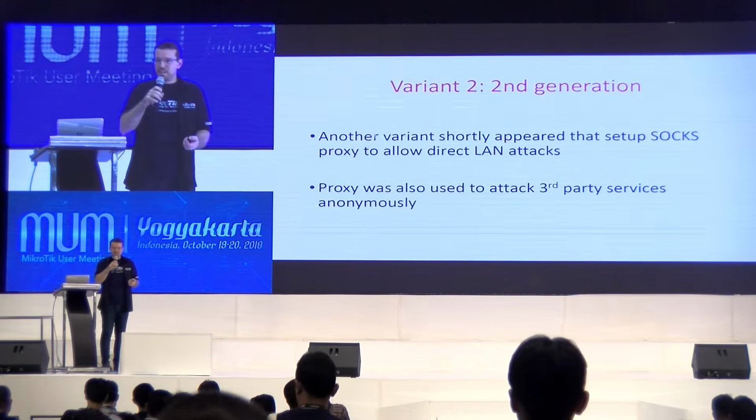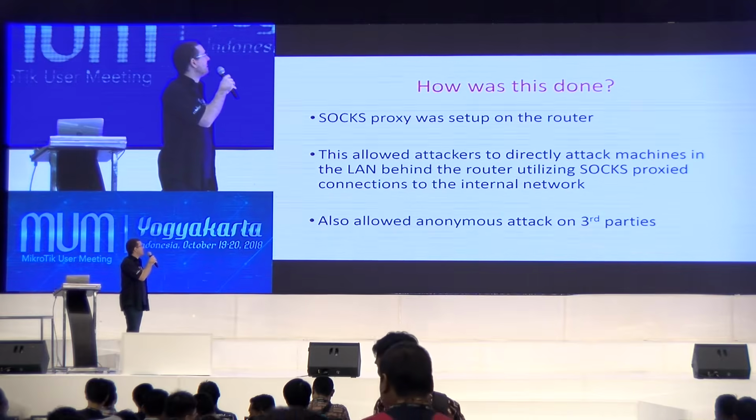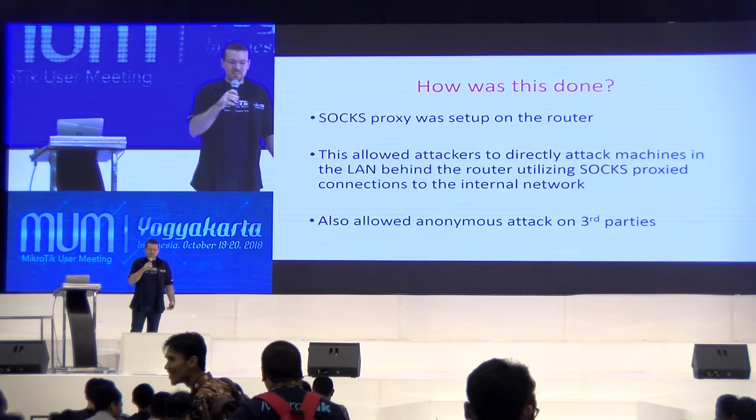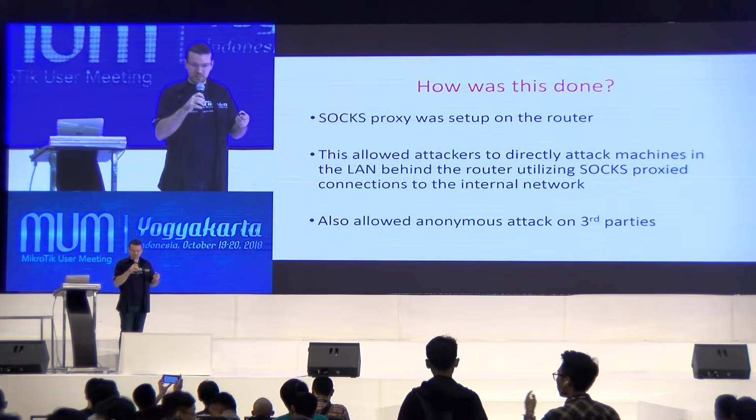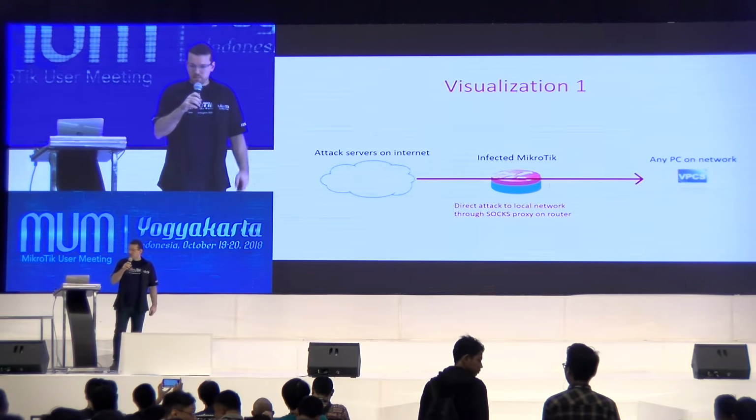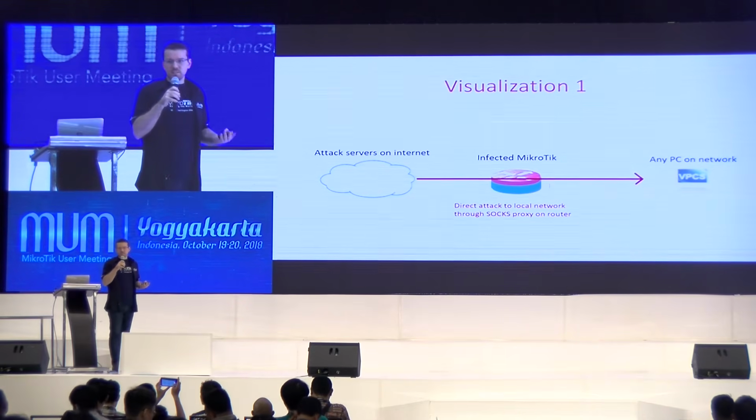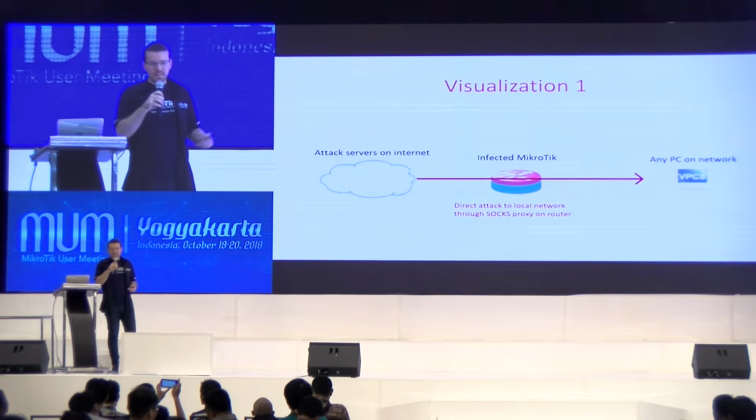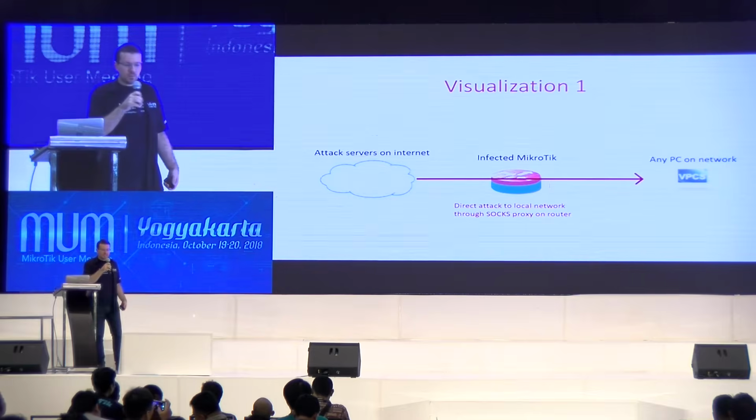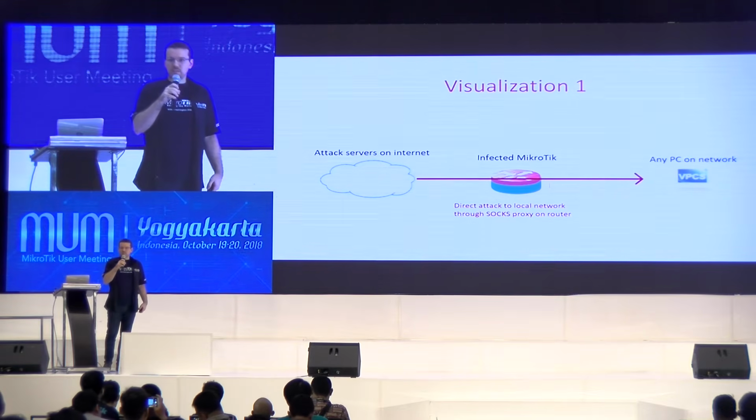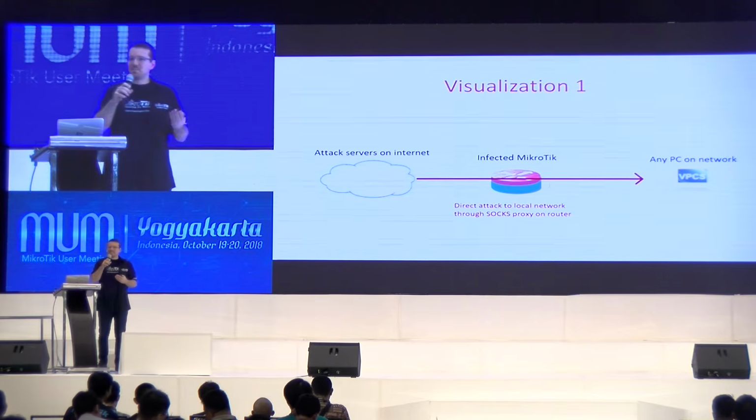So let's visualize this. How did this work? What they did was set up SOCKS proxy. So yeah, visualizing this, that's actually quite simple. Attack servers on the internet would simply attack machines directly inside of the local network through the infected router using SOCKS proxy. So if you have been in security for a little bit, you know that the end machines are what you want to go after.